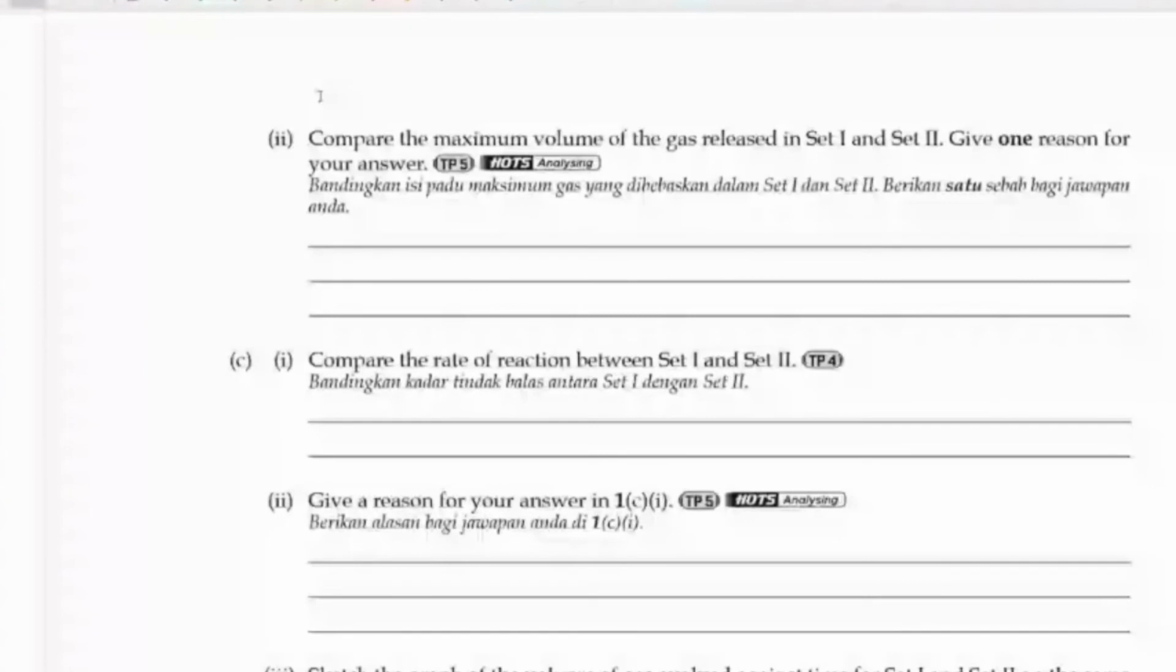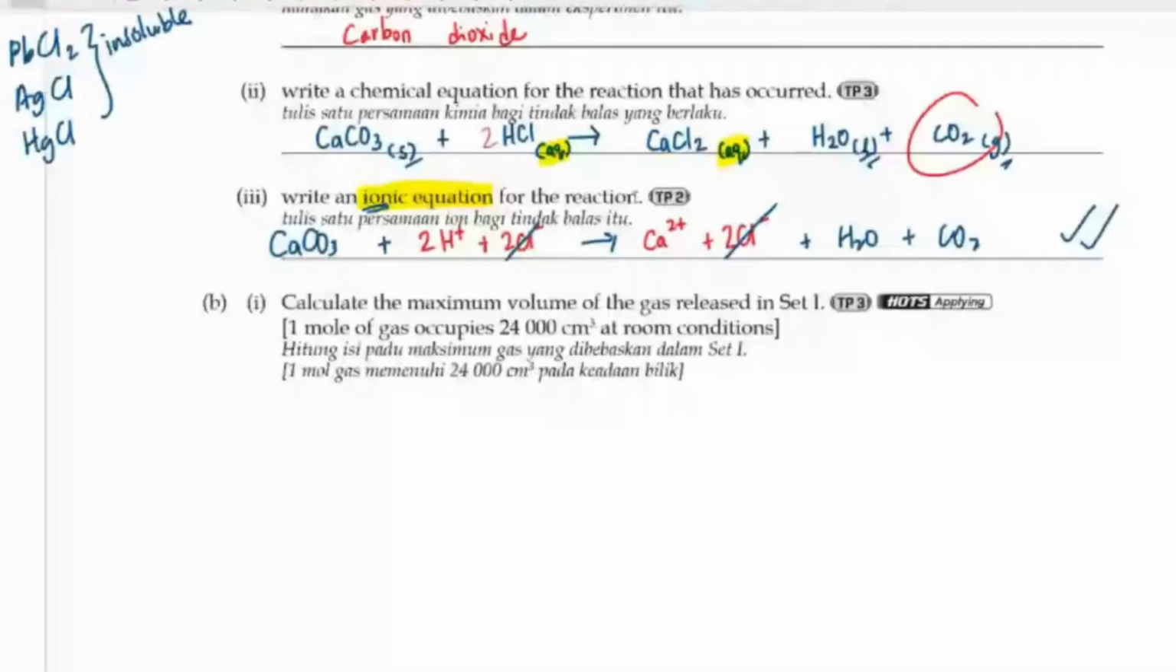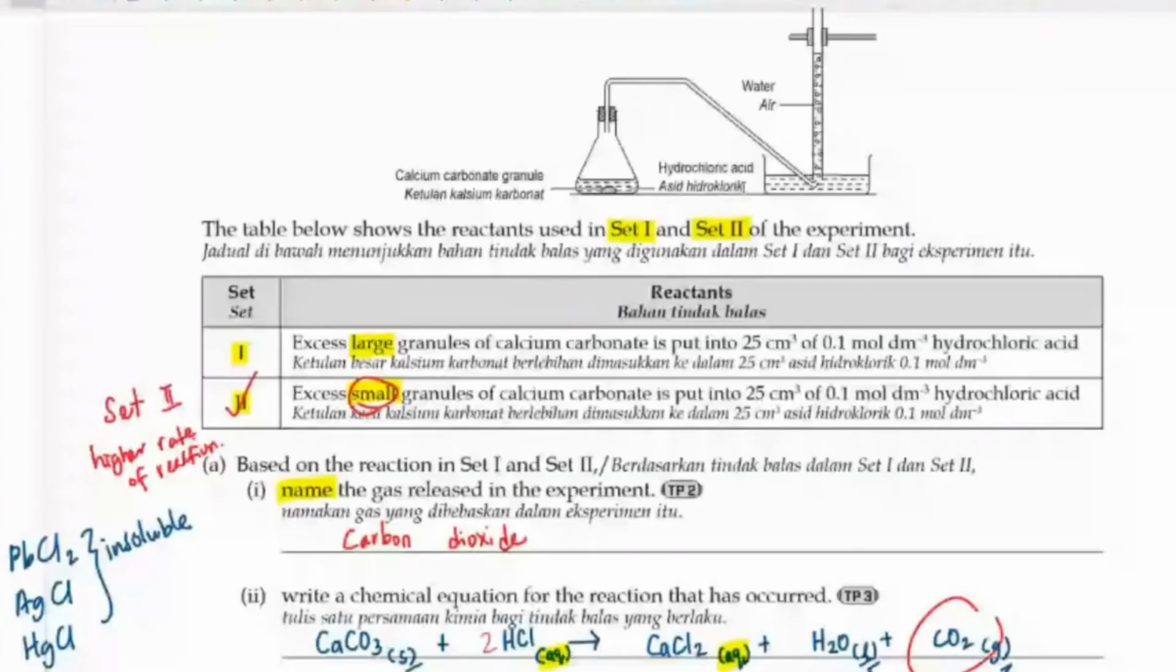Now, B1: calculate the maximum volume of the gas released in set 1. Here we can use the chemical formula. You see, this is the molar volume. So what is the maximum volume of the gas released in set 1? Class, here is excess already, we don't look at this. We will use the hydrochloric acid, because the question asks about set 1.